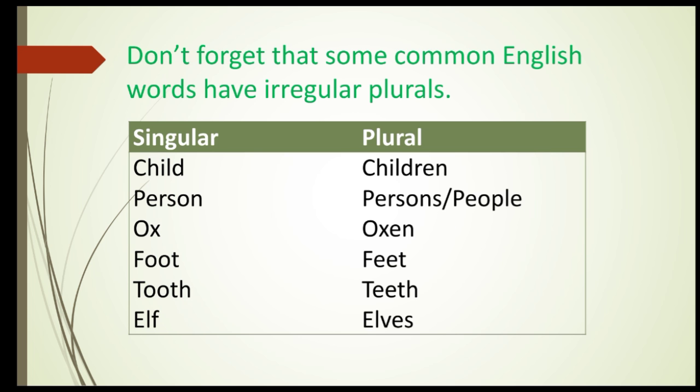Don't forget that some common English words have irregular plurals like these examples. Child, children, person or persons, or minsan people ang ginagamit natin. Ox, oxen, foot, feet, tooth, teeth, elf, elves. And we have lots of examples. Wife, wives, and goose, geese. So, dapat aware tayo that there are irregular plurals. So, yon. Para ma-identify natin kung singular or plural ba yung ating subject.